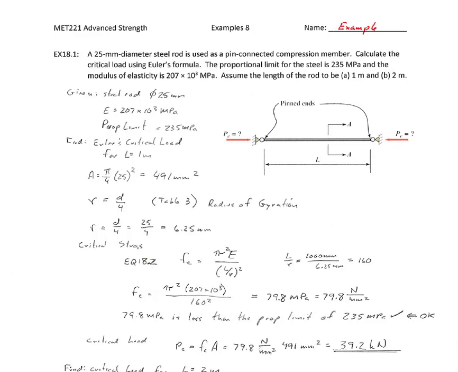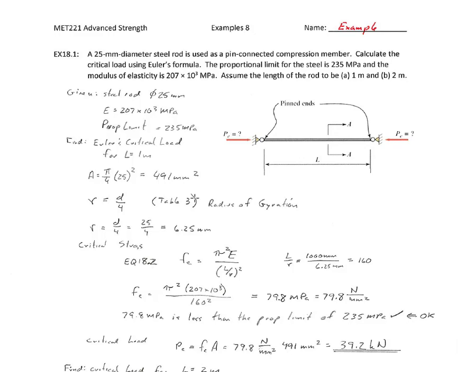Okay, this is the Chapter 8 example video. So, example 8.1. A 25 millimeter diameter steel rod is used as a pin-connected compression member. Calculate the critical load using Euler's formula. The proportional limit for the steel is 235 MPa, and the modulus of elasticity is 207 times 10 to the third MPa. Assume the rod to be 1 meter long and 2 meters long.